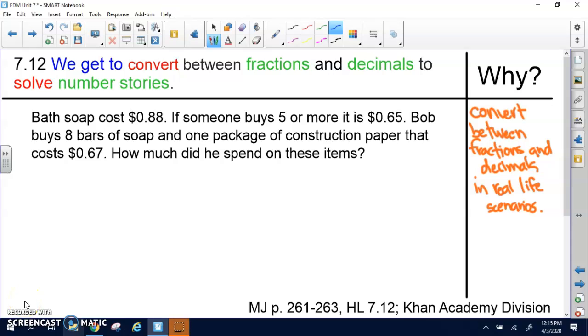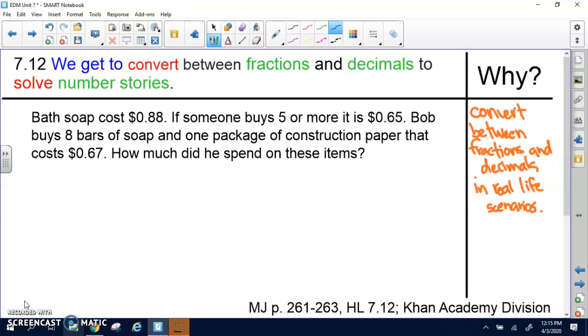We'll be doing lesson 7.12, where we get to convert between fractions and decimals to solve number stories. And in real life, we have to convert between fractions and decimals quite a bit. And today we're going to learn how to do multiplication with decimals, but we're going to do that building on fractions and what we already know.